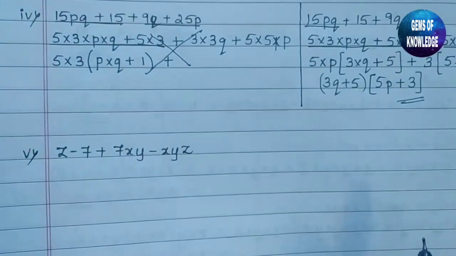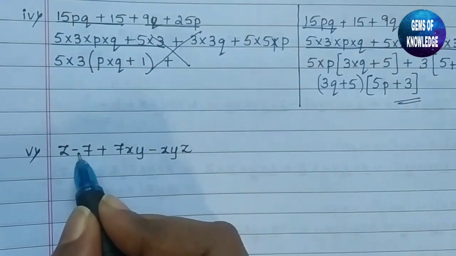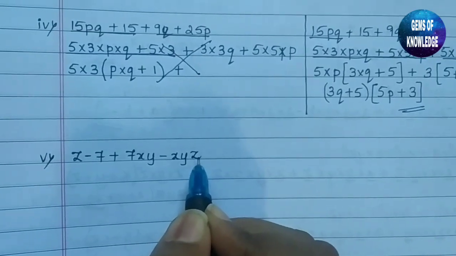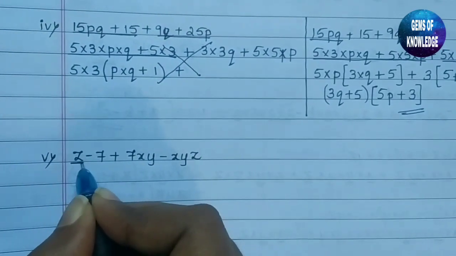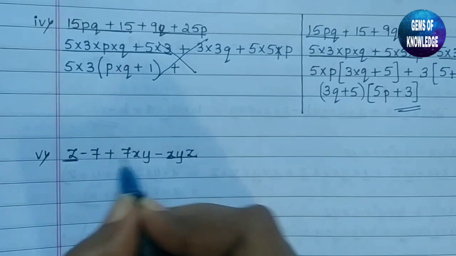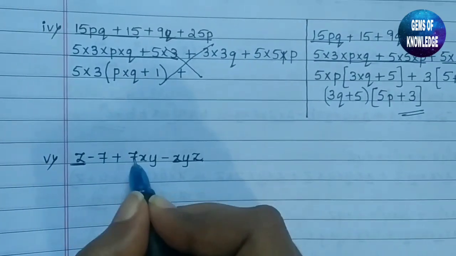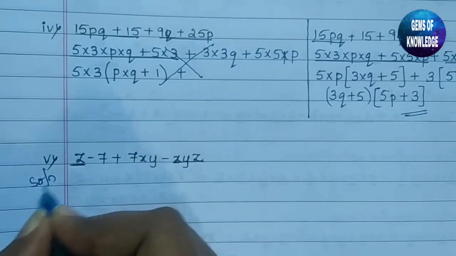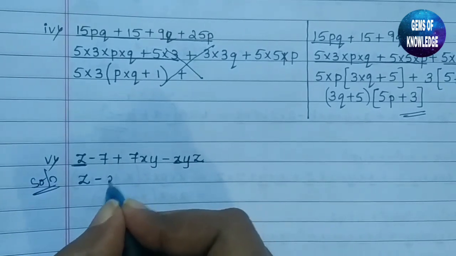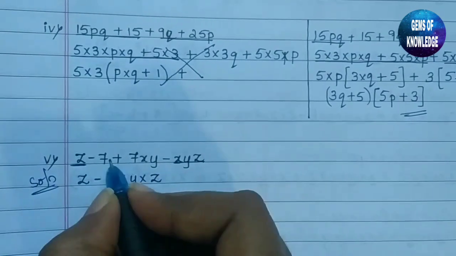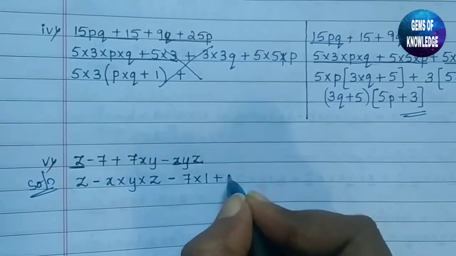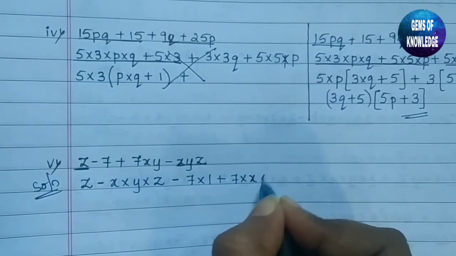Okay, so the last problem of this exercise, that is z minus 7 plus 7xy minus xyz. So what I will do here is I will take this one and this one as common, since here z and z is common, and second term I will take these two terms common because here 7 and 7 will be common. First I have taken z here, so z will be the term. Next, minus xyz can be written as xy into z. Then the next one you are getting 7, you can write it as 7 into 1, plus 7 you can write as 7 into x into y.